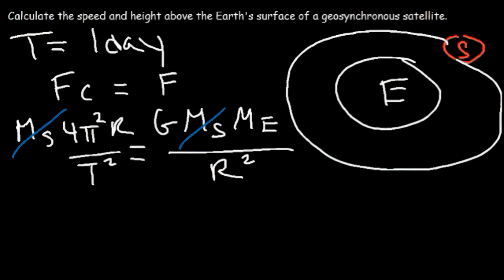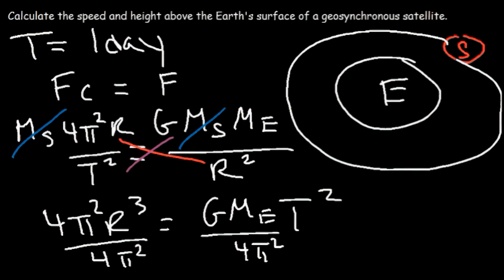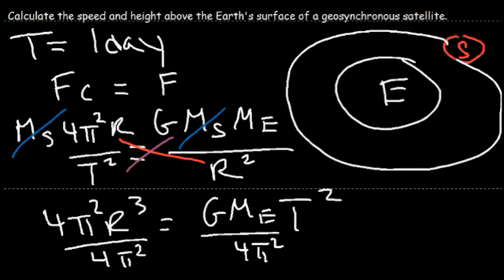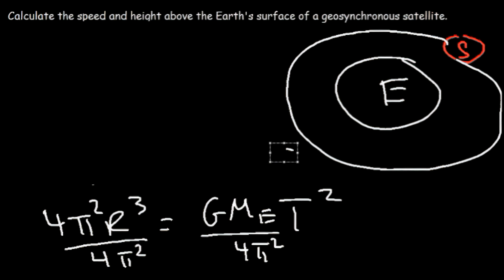Okay, looking at the last problem. So our goal is to solve for r. So if we cross multiply, 4 pi squared r times r squared is 4 pi squared r cubed, and g m times t squared is g times the mass of the Earth times the period squared. So now let's divide by 4 pi squared. So the distance between the Earth and the satellite, which is r, can be found using this equation.